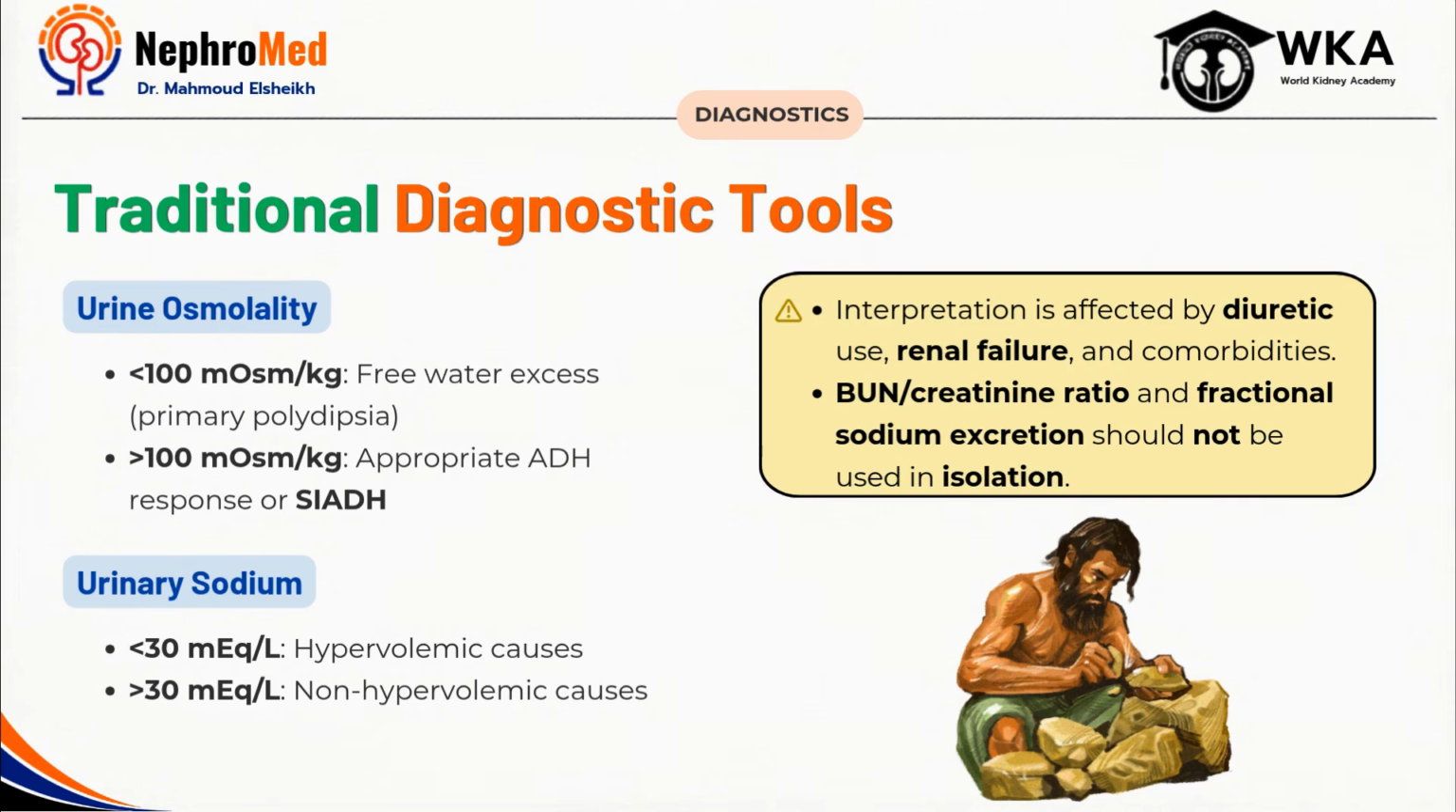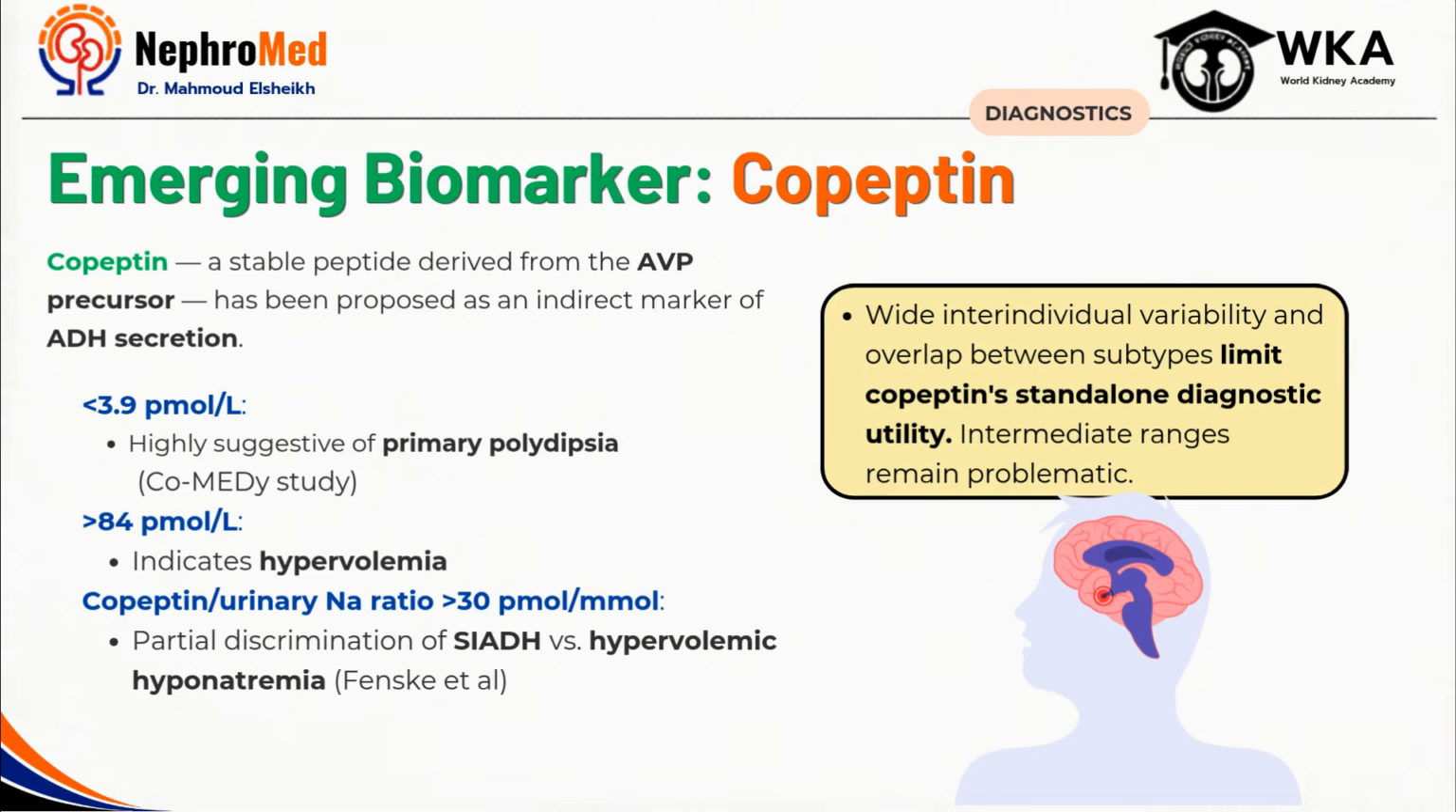Now let's talk about one of the emerging biomarkers in hyponatremia, copeptin. Copeptin is a stable peptide derived from the precursor of AVP, and because direct measurement of AVP is technically difficult and unreliable in routine practice, copeptin has been proposed as an indirect surrogate marker of vasopressin activity. The interesting thing is that different copeptin levels can help narrow your differential diagnosis. Very low copeptin levels, particularly below about 3.9 picomoles per liter, are highly suggestive of primary polydipsia. On the other hand, markedly elevated levels, especially above 84 picomoles per liter, tend to support hypervolemic or severe physiological stress states.